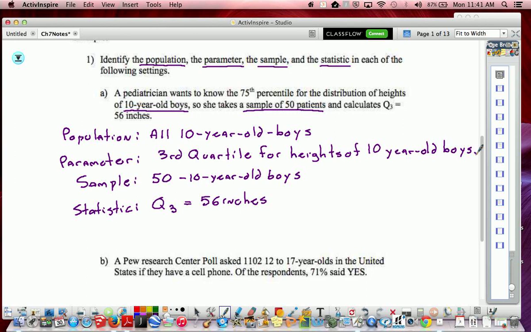Now, the order in which you identify them doesn't matter. I tend to be very straightforward. I go population, parameter, sample, statistic, but I know that some students do a better job identifying what information they actually specifically give you, and then work with that to figure out all the rest of them.